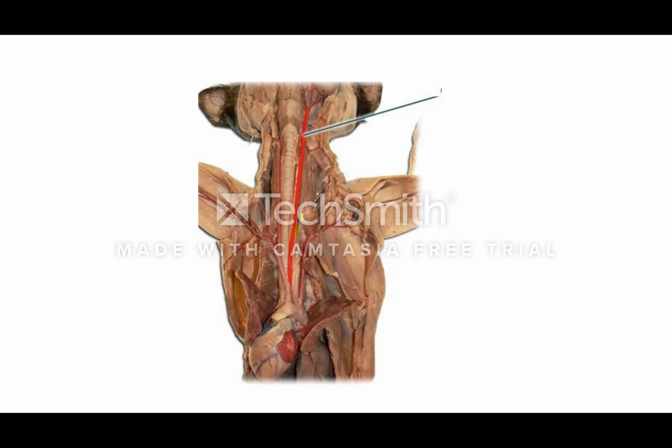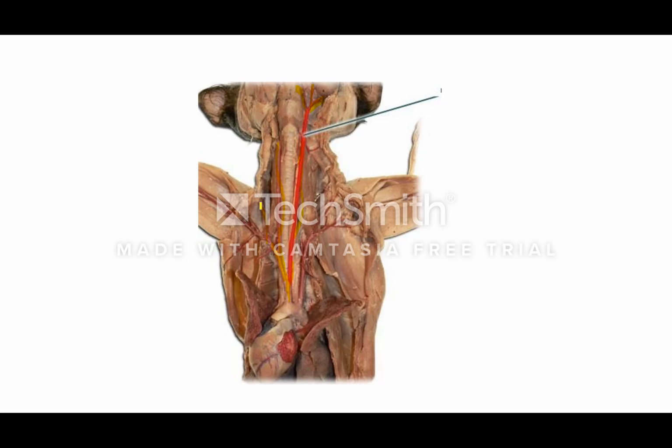And again, we see the left common carotid artery and the right common carotid artery. Here we see the internal and external carotid arteries branching off. This branch going towards the throat region is one that is not on your hit list. We see the brachiocephalic artery branching to the left and right common carotid, and also the right subclavian.